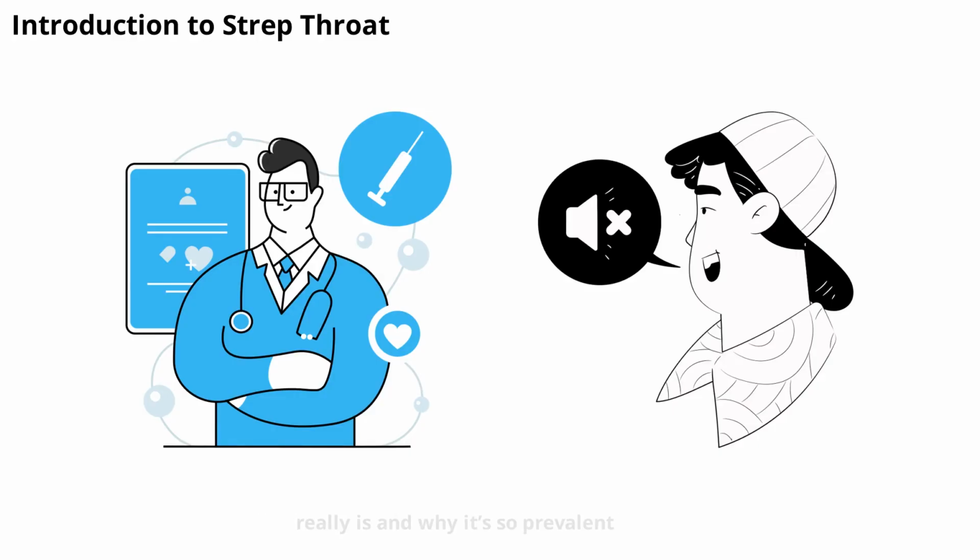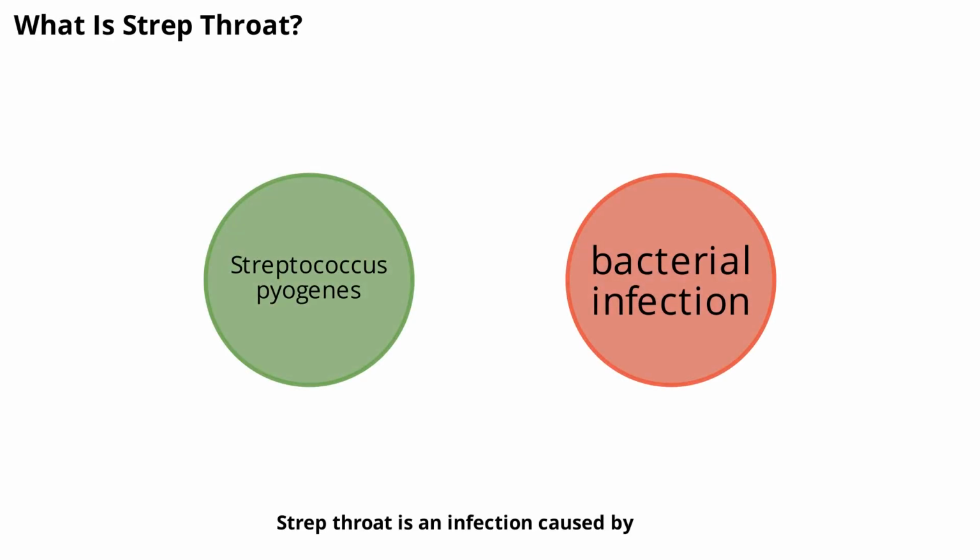Let's start by understanding what strep throat really is and why it's so prevalent, especially among children and young adults. Strep throat is an infection caused by a specific type of bacteria called Streptococcus pyogenes, also known as Group A Streptococcus. This bacterium targets the throat and tonsils, leading to inflammation and discomfort. Unlike viral sore throats, strep throat requires antibiotic treatment to prevent complications. Understanding the bacterial nature of strep throat is crucial, as it shapes how the disease is transmitted and what triggers outbreaks. Next, let's look at how this bacterium spreads from person to person.